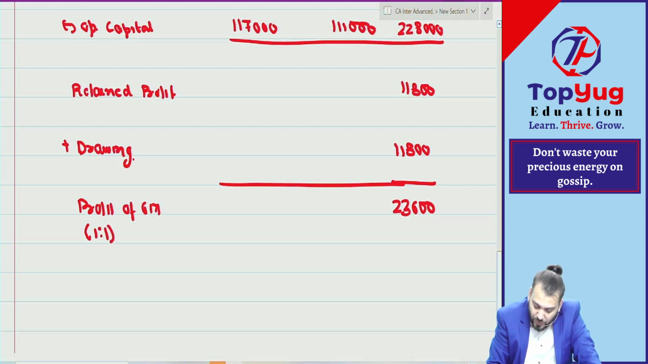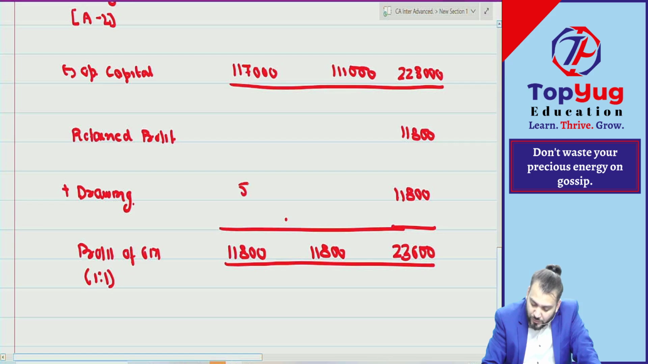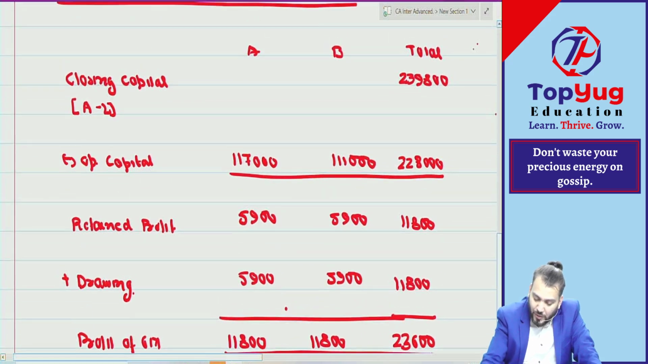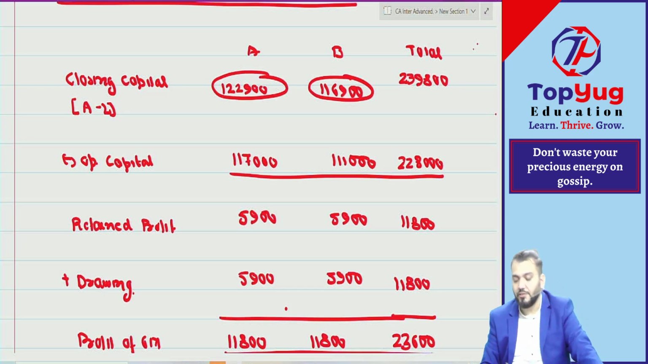That is 1 is to 1. Allocate 11,800 and 11,800. Drawing was an equal amount, 11,800 divided by 2, how much? It is 5,900 and 5,900. So this will also be 5,900 and 5,900. Now can you find out this as balancing figure? 1,22,000 and 1,16,900. Understood?